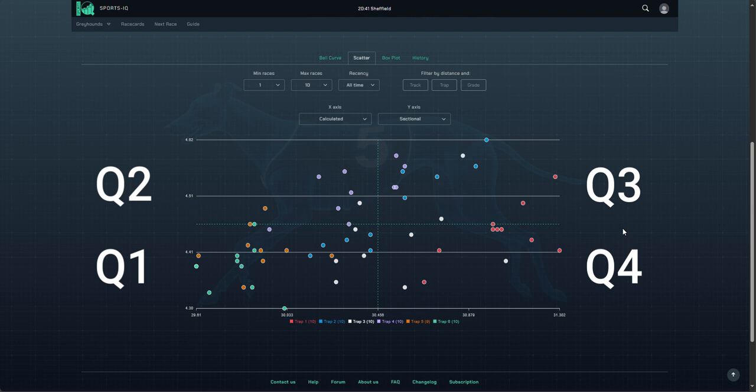So just to quickly recap, dogs in the bottom left hand quadrant, they start really well and they finish well, and dogs in the top left hand quadrant, they can start really slowly but also finish really well. Dogs in the top right hand quadrant, they start slowly and they finish slowly, and dogs in the bottom right hand quadrant can start really fast and finish really slowly.